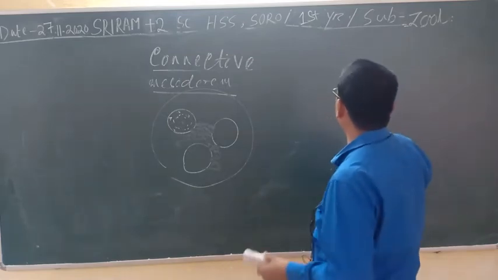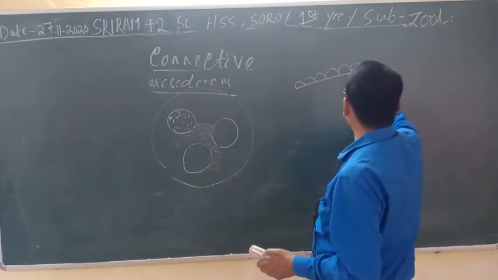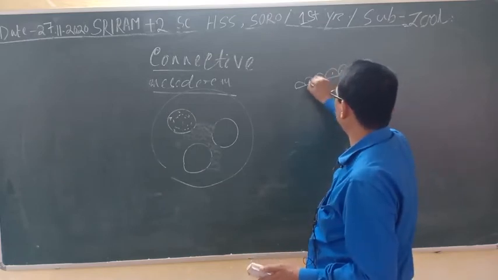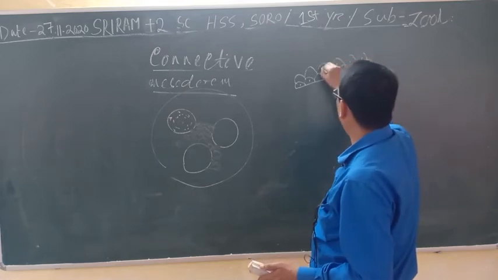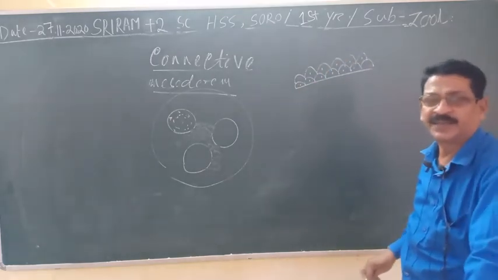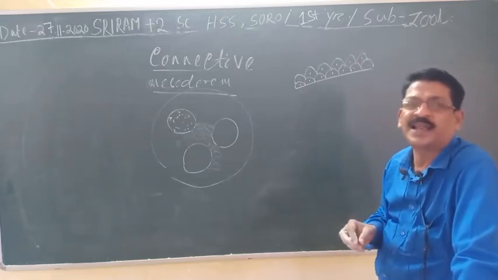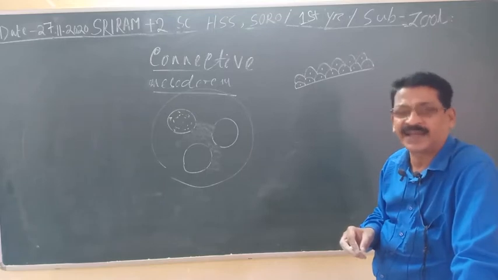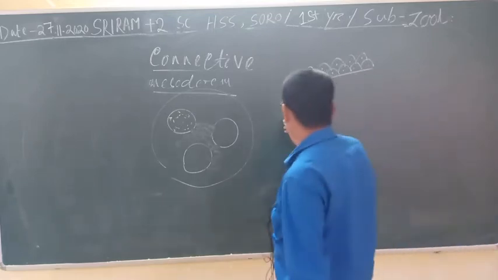For example, when we say epithelial tissue, it is present on the basement membrane and the cells are very closely packed without any intercellular spaces, or if an intercellular space is present, it is very small, so it contains a little amount of intercellular matrix.